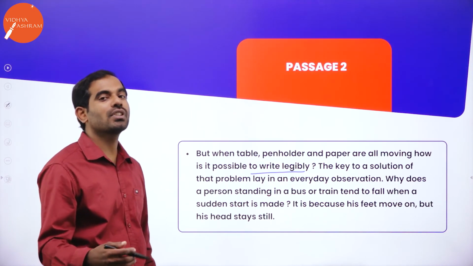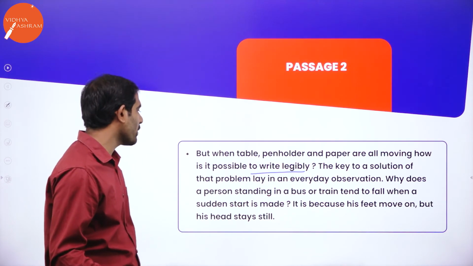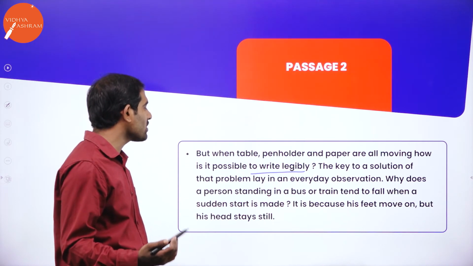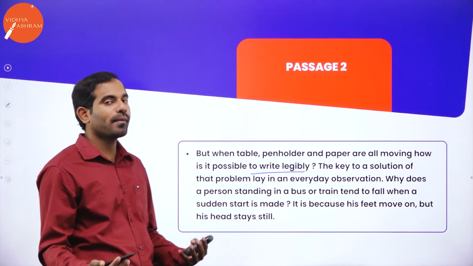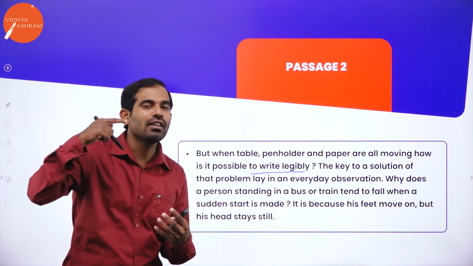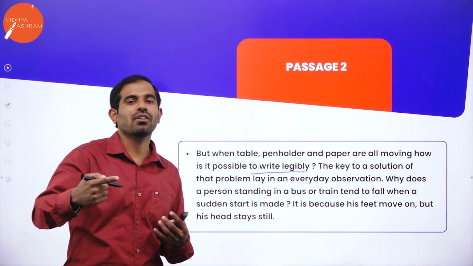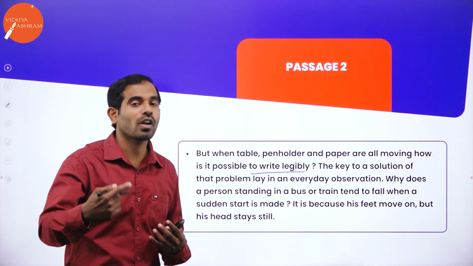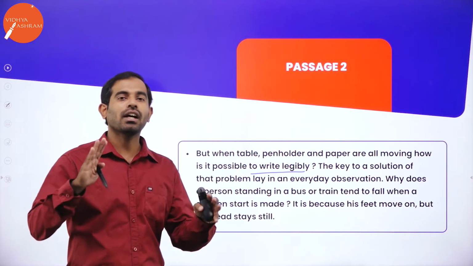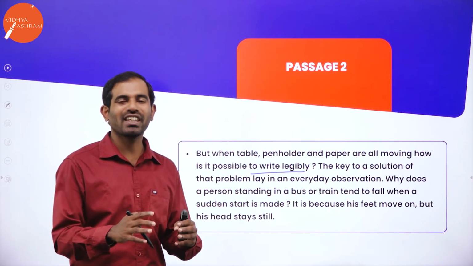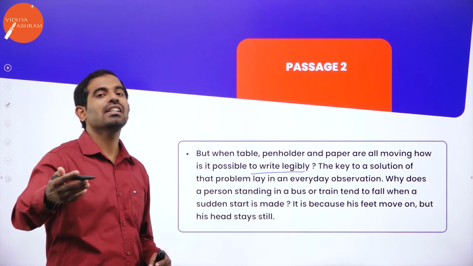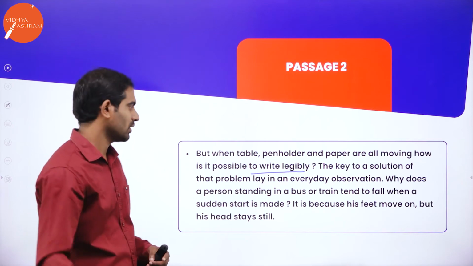We need to observe every day. Why does a person standing in a bus or train tend to fall when a sudden start is made? If you remember, or if you have observed keenly, if you have traveled in a train or bus, the moment the bus moves, there will be a movement. We get a jerk. So why is it happening? It is because there is a friction, there is a movement.